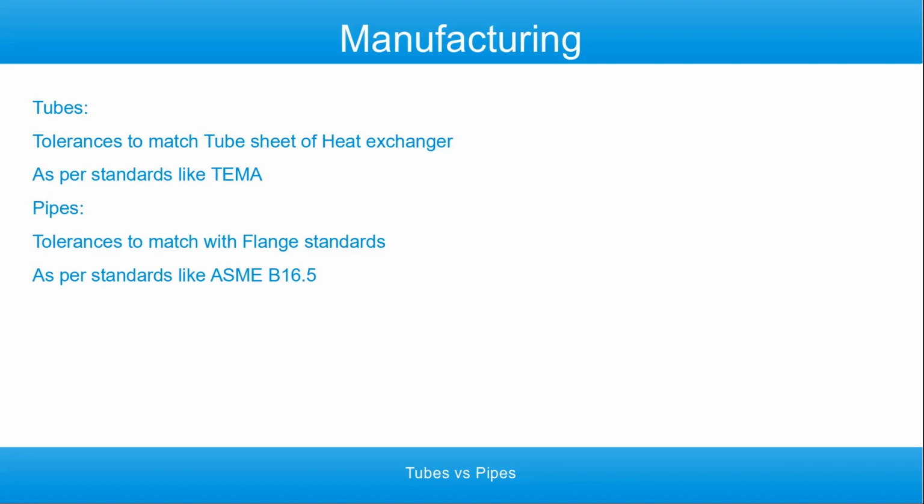So the OD of the tube is manufactured to a much closer standard compared to pipes. Pipes have to match with the flanges. As we said, mostly the mating component for the pipe is a flange or directly another pipe or fitting. And the mating component for the tube is the tube sheet. So the tube tolerances are as per tube sheet, pipe tolerances are as per the flange dimensions. So these are the most important differences that you have to know.